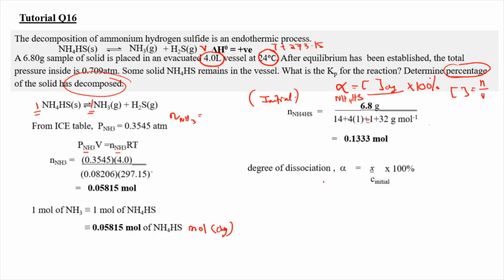And you can find the percentage of dissociation, where X here refers to the change in the number of mole, and then here is the mole at the initial stage. So it's going to be 0.05815 divided by the initial, which is 0.133, and we need to multiply by 100% because we are referring to the percentage that has been decomposed. So once we do the maths, we're going to get alpha to be 43.62%.